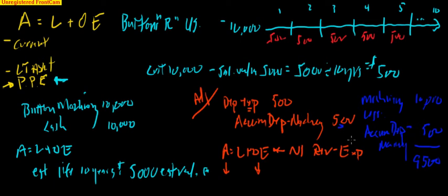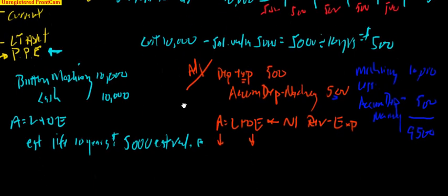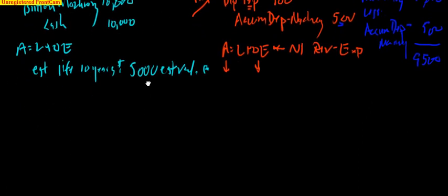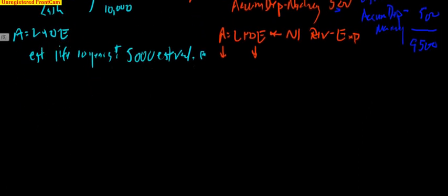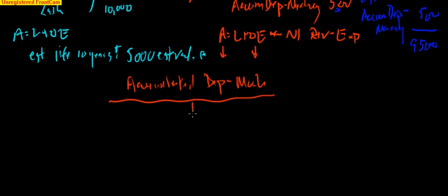So at the end of year 1, let me see if I can do something here. Let's make some more room here. So at the end of year 1, here's what our accumulated depreciation will look like. Our accumulated depreciation machinery. Draw it as a T account.